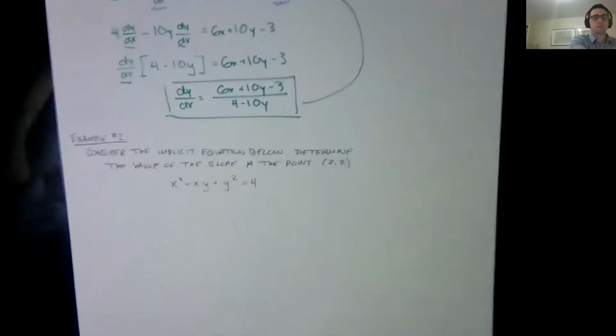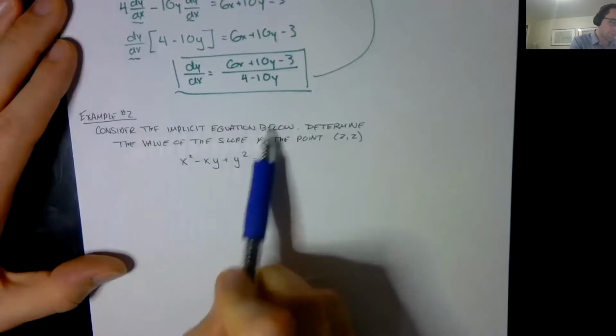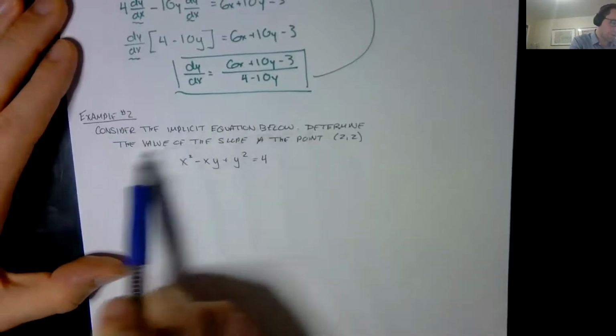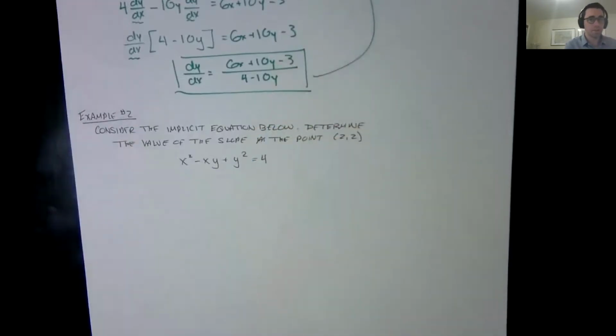All right, here we go. Second example. Let's get to it. Consider the implicit equation below. Okay, here's that implicit equation. Determine the value of the slope at the point, that should say at, sorry about that, at the point (2, 2). All right, a little bit different here now.